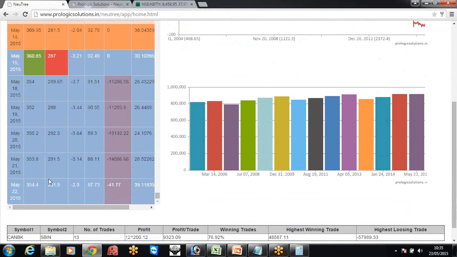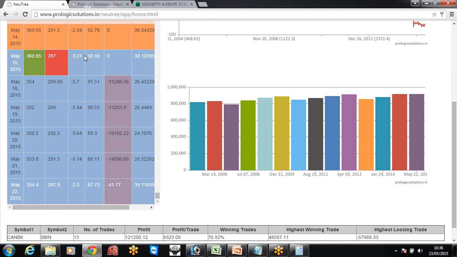So the latest running call is this in Can Bank and SBI. This particular call got generated on May 15th. Canara Bank 360.85 was the price, and SBI was a sell call, so you'll have to trade in a pair. You'll buy Can Bank at this price and you will short one lot of SBI at the current market price of futures.